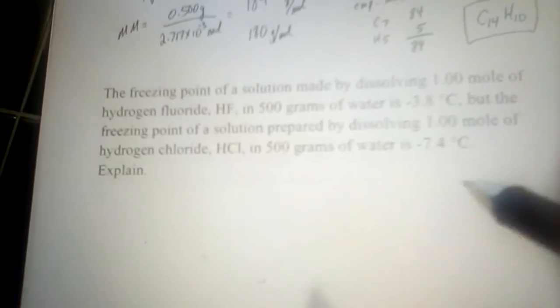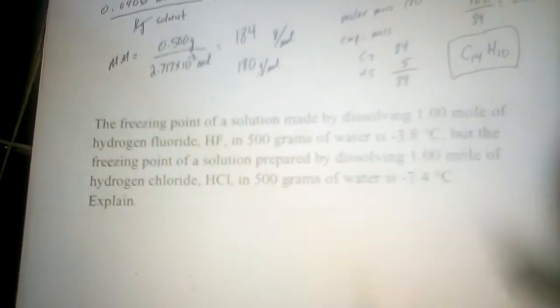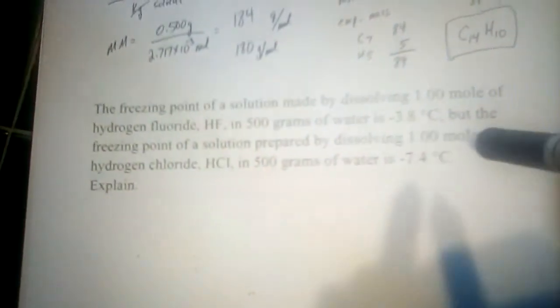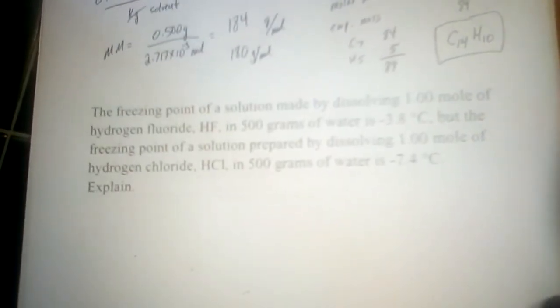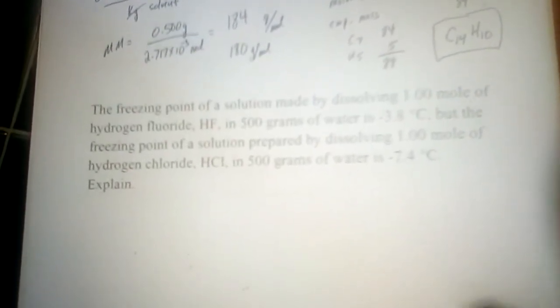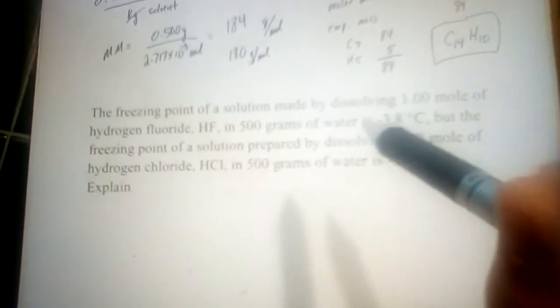The freezing point of a solution made by dissolving 1 mole of hydrogen fluoride, that's HF, in 500 grams of water is minus 3.8 degrees C. The freezing point of a solution prepared by dissolving 1 mole of hydrogen chloride, HCl, in 500 grams of water is minus 7.4 degrees C. And we're asked to explain that. So, a couple things here.